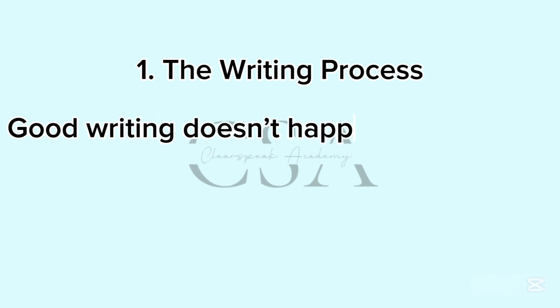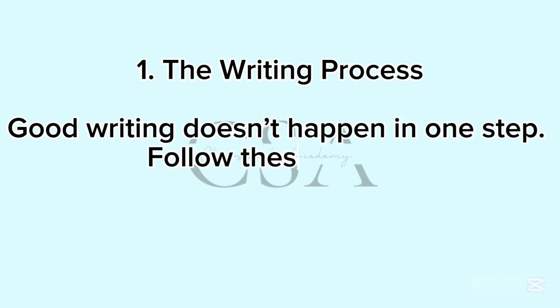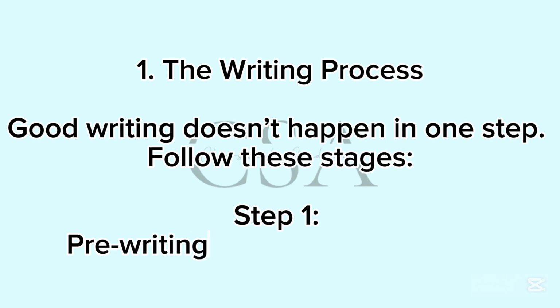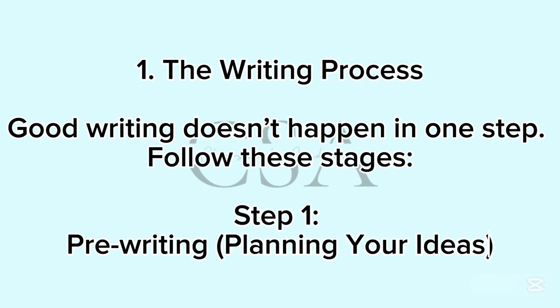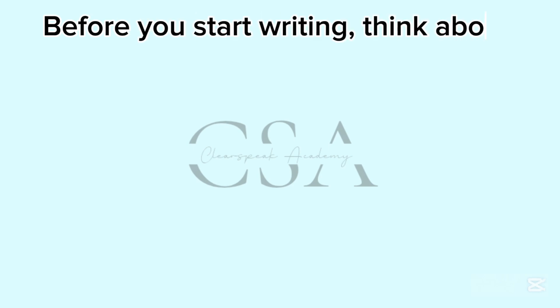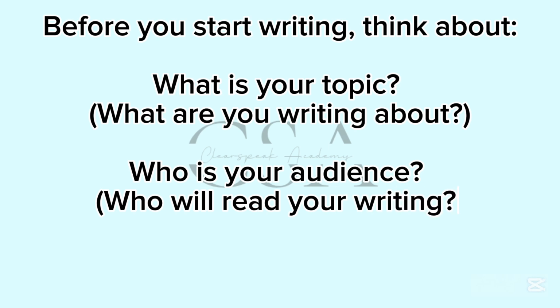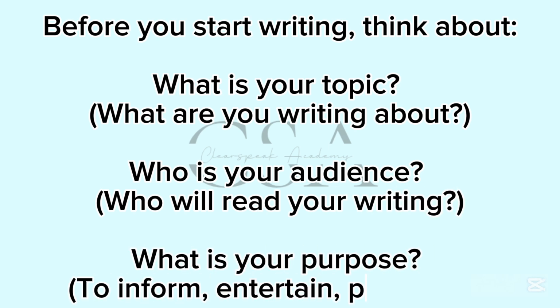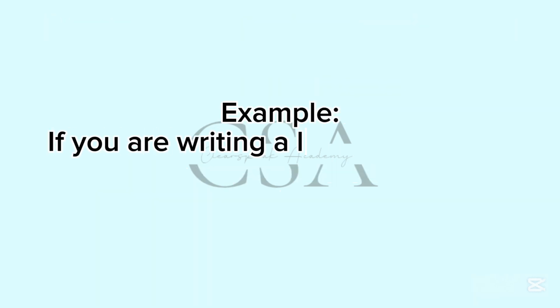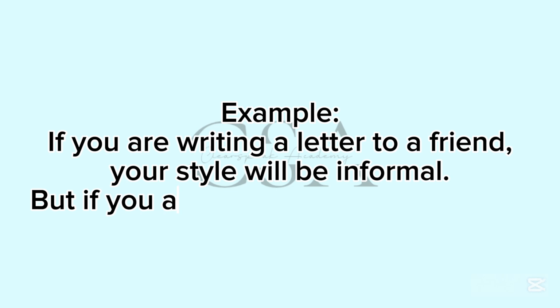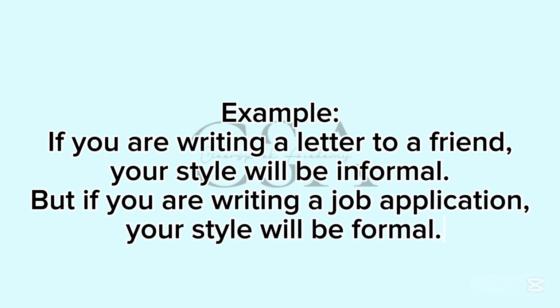1. The writing process. Good writing doesn't happen in one step. Follow these stages. Step 1. Pre-writing, planning your ideas. Before you start writing, think about: What is your topic? What are you writing about? Who is your audience? Who will read your writing? What is your purpose? To inform, entertain, persuade. Example: if you are writing a letter to a friend, your style will be informal. But if you are writing a job application, your style will be formal.